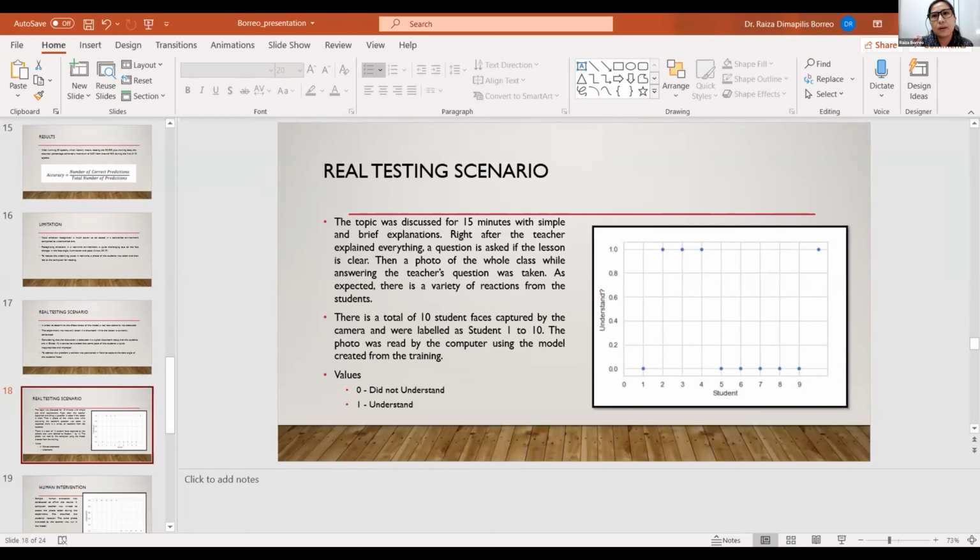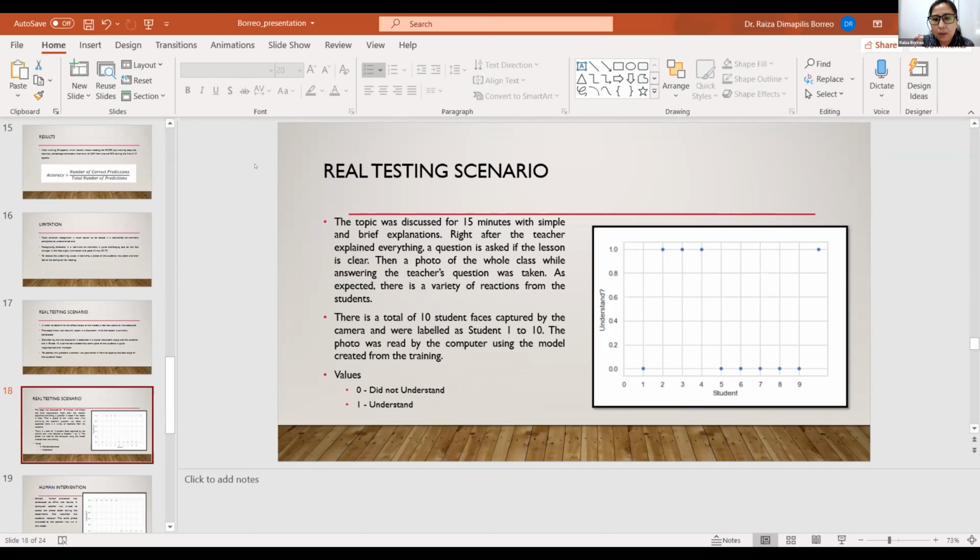So the real testing scenario: the topic was discussed for 15 minutes with simple and brief explanations. Right after I explained everything, a question was asked if the lesson was clear. Then a photo of the whole class was taken while they were answering this question. This unexpected moment will definitely generate a very genuine reaction from the students. There were a total of 10 student faces captured by the camera, labeled as students 1 to 10.